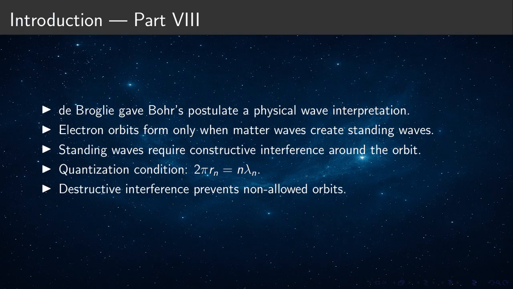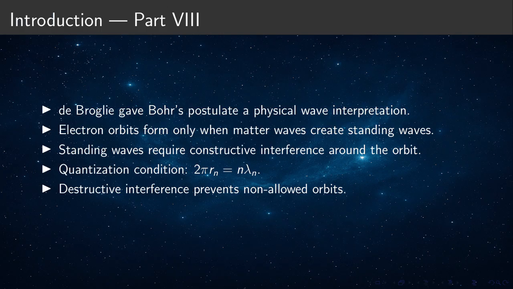The electron is permitted to occupy only those orbits in which its matter wave forms a standing wave around the orbital circumference. This condition requires constructive interference, expressed as 2 pi R sub n equals n lambda sub n, ensuring that only integer wavelengths fit around the orbit.